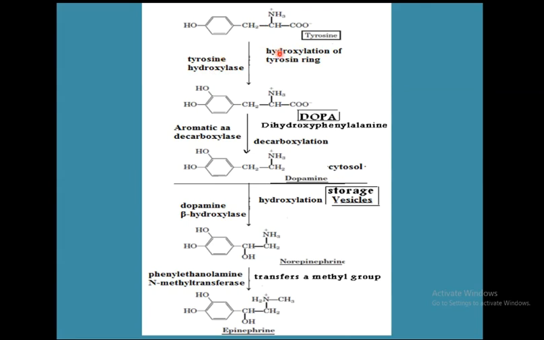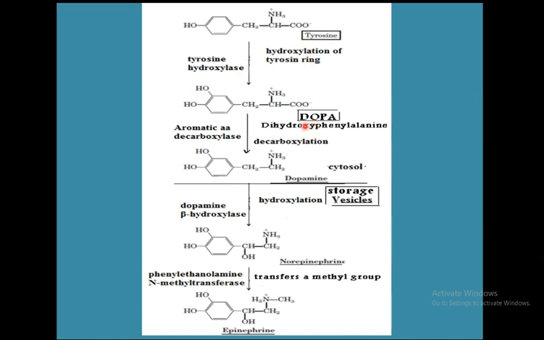The synthesis of catecholamine hormones starts with a single tyrosine amino acid. The first process is the hydroxylation of the tyrosine ring. Hydroxylation, the name of the process. So what will happen? An addition of one hydroxyl group to the ring of tyrosine. What is the name of the enzyme? Tyrosine hydroxylase. So tyrosine hydroxylase adds a hydroxyl group to the ring of the tyrosine.